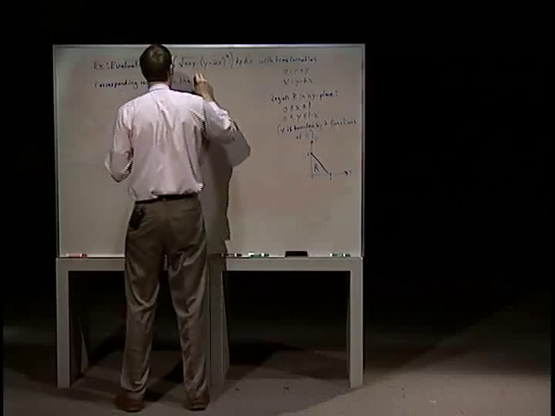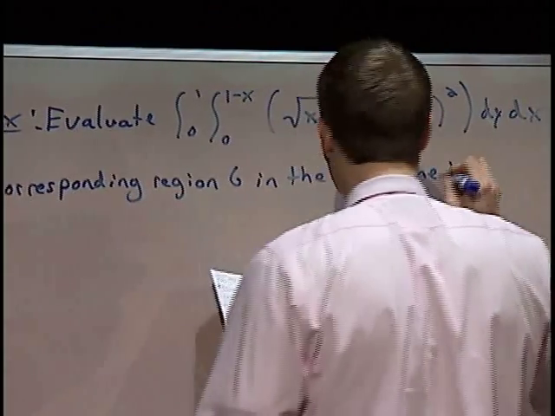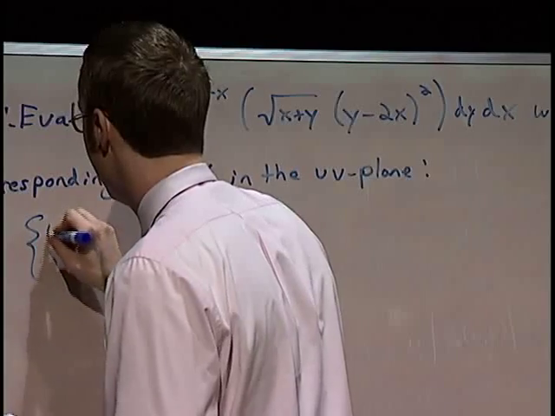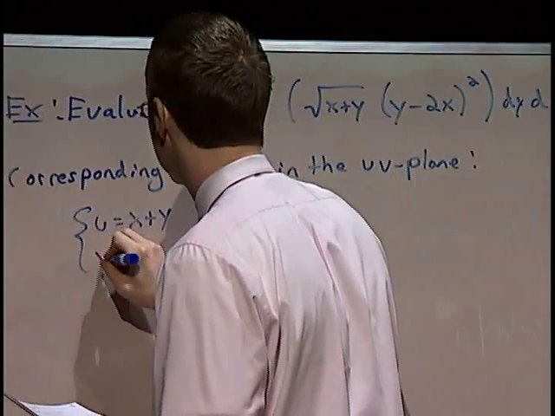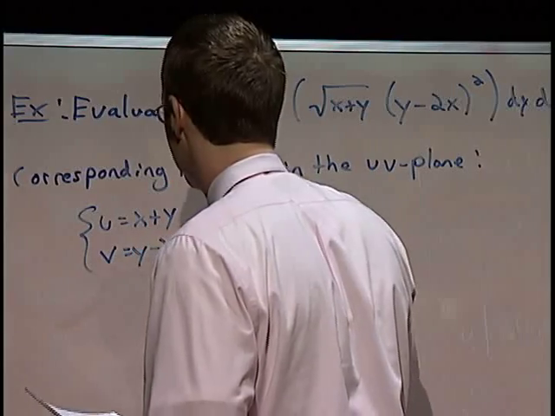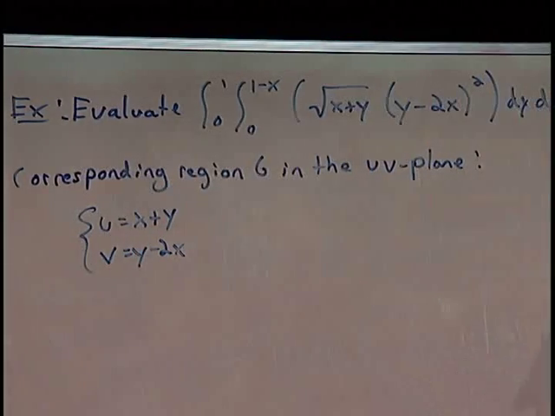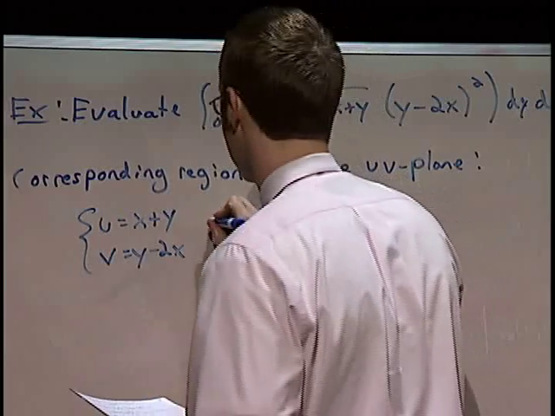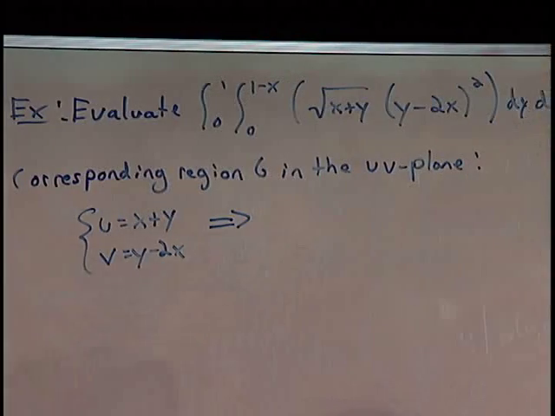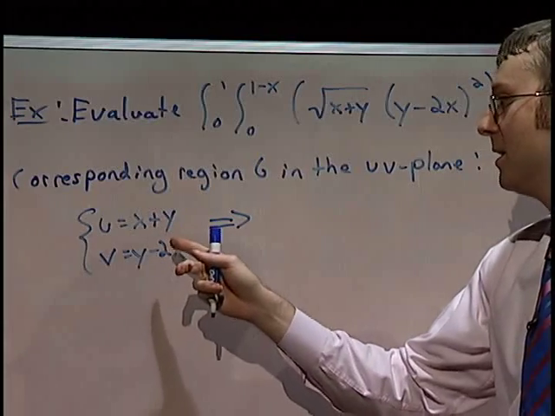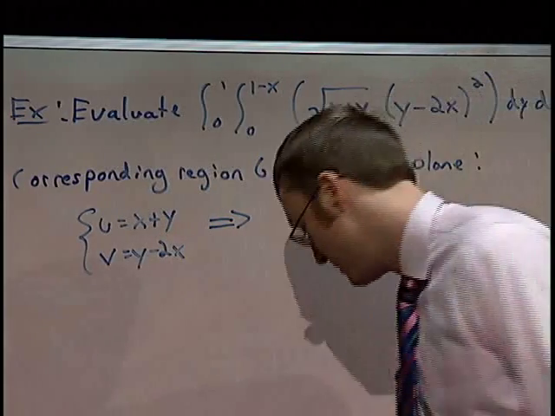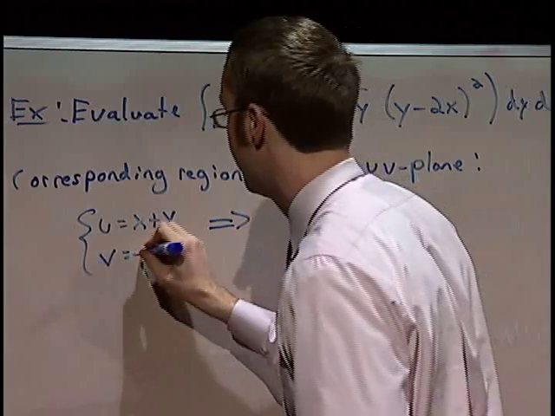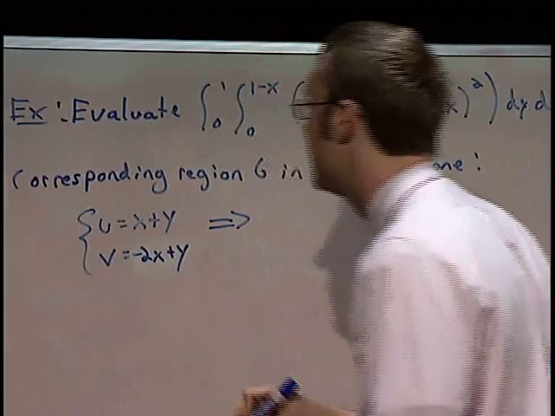Now let's find the corresponding region G in the UV plane. Okay. Well, this time things aren't quite so simple. They're still not too bad, but we're given the transformation u equals x plus y and v equals y minus 2x. So to solve for x and y in terms of u and v, we have to solve this little linear system, right? So if we multiply the top row through by a negative, in fact, I'll even write this so it lines up the variables, so we can write this as negative 2x plus y, like that, right?